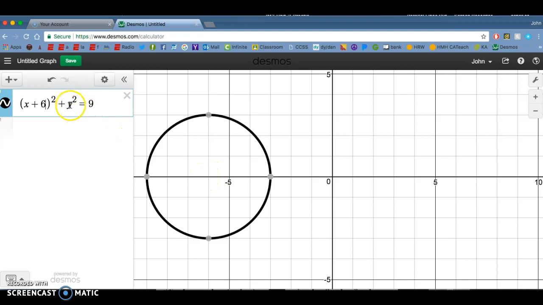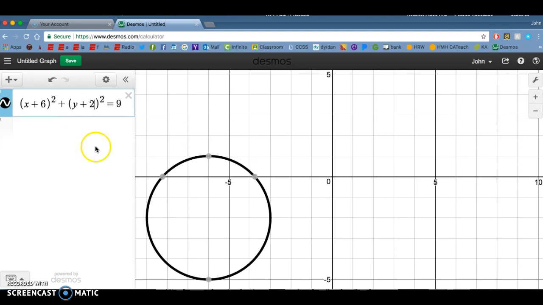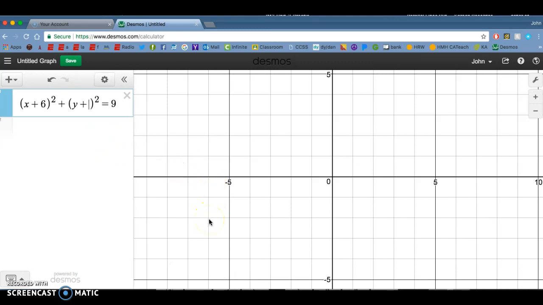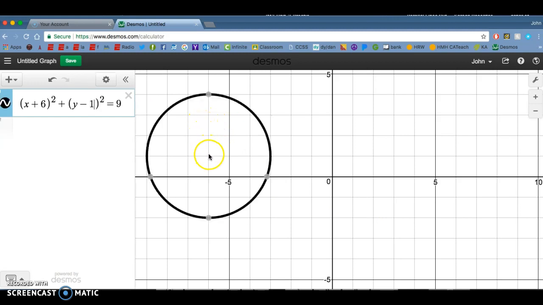And again, just like you thought, I can move it up or down by adding or subtracting to my y. If I want to move it 2 spaces down, I add 2. If I want to move it 3 spaces up, I subtract 3. So it's always kind of the opposite. That's something important to remember. So we can move that center to wherever we want, which changes where our circle is going to be. Now again, we can even change our radius.